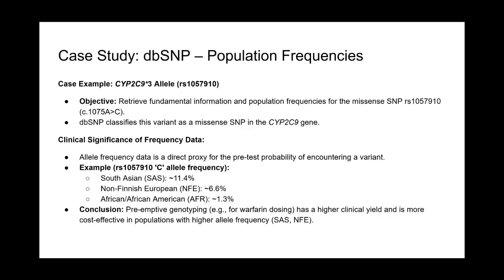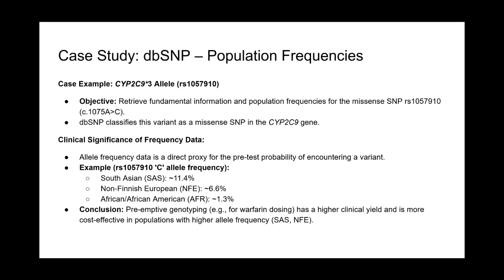The NCBI Database of Short Genetic Variations, dbSNP, is the primary public archive for all types of short genetic variations, including SNPs, indels, and microsatellites. It is the essential first step in characterizing a variant. The objective here is to use dbSNP to retrieve fundamental information about the rs1057910 variant, including its genomic location, molecular consequence, and population frequencies.